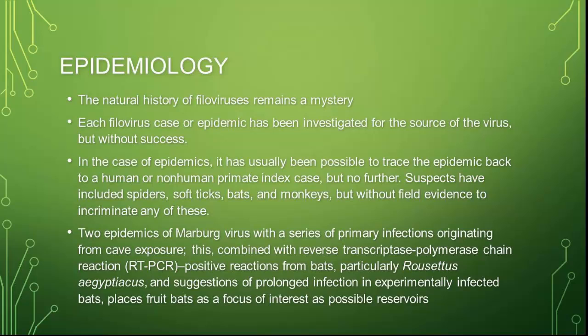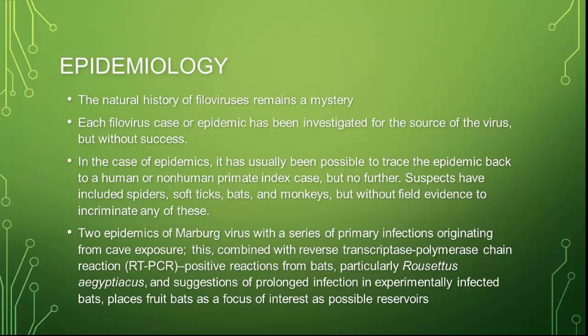The natural history of the virus remains a mystery. Each filovirus case or epidemic has been investigated for the source of the virus, but without success. In the case of an epidemic, it has usually been possible to trace it back to a human or non-human primate index case, but no further. Among the suspects are spiders, ticks, bats, and monkeys. But again, there's no evidence to point to a specific one.